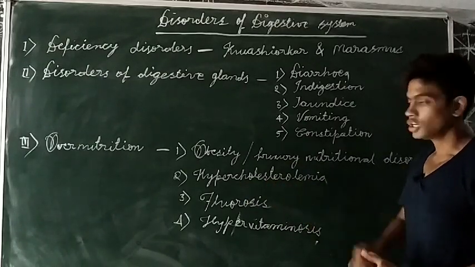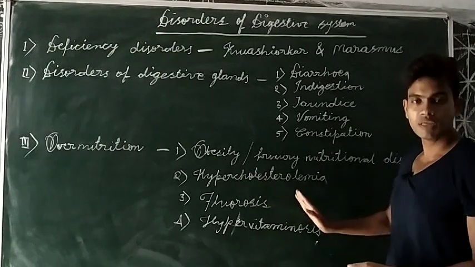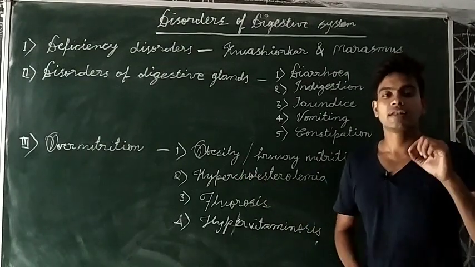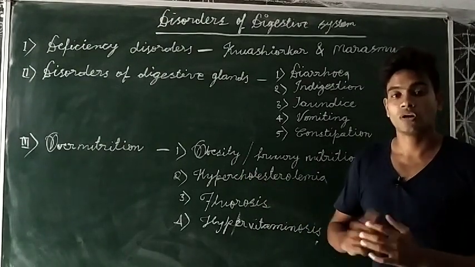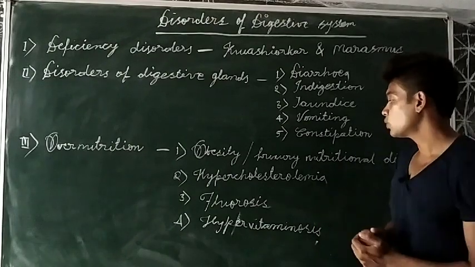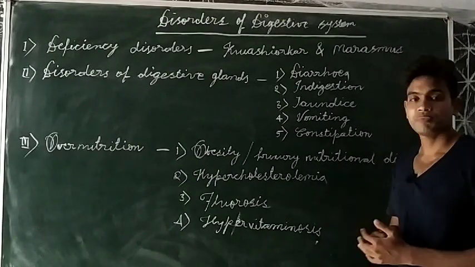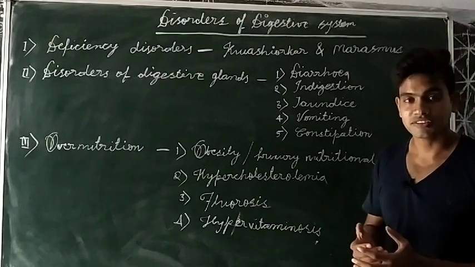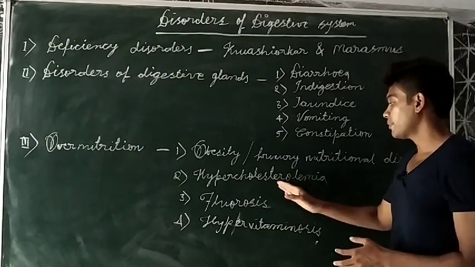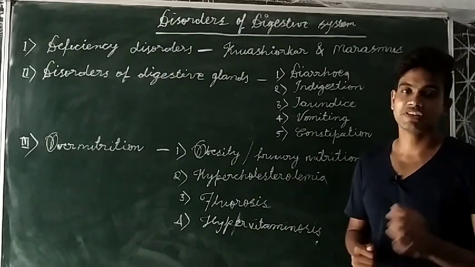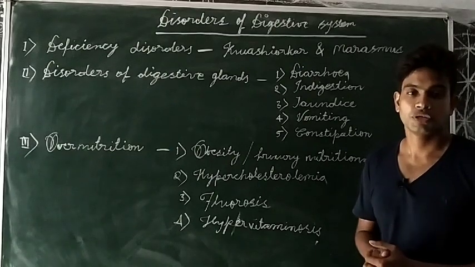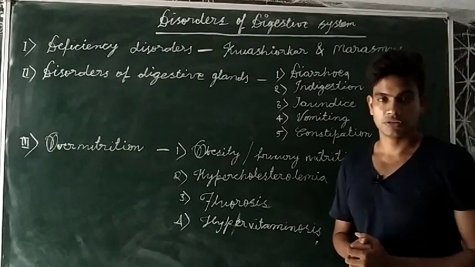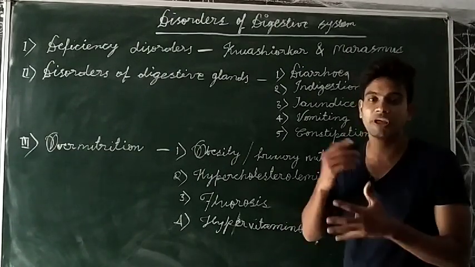Now, the next one is hypercholesterolemia. Now, in this hypercholesterolemia, what happens? The level of blood cholesterol rises and the blood cholesterol starts getting deposited into blood vessels, and it makes the lumen of the blood vessels narrow and hard, which leads to high blood pressure. Now, how does it lead to high blood pressure?